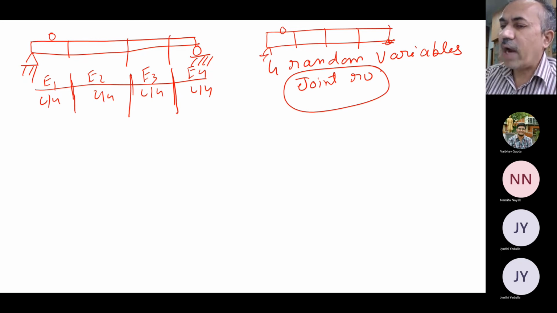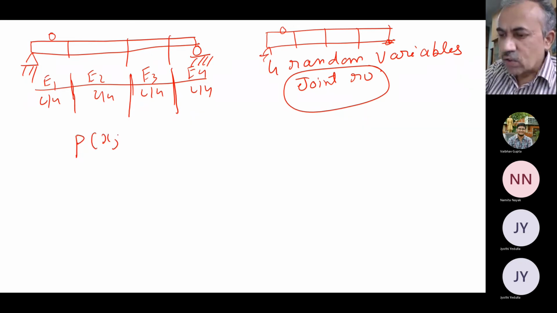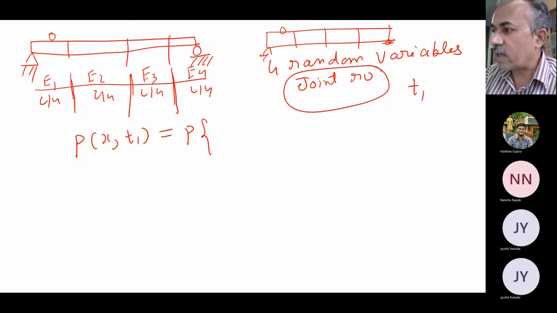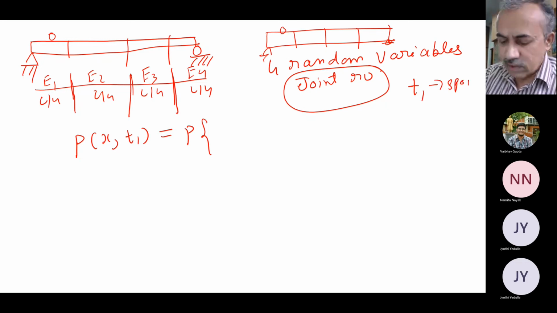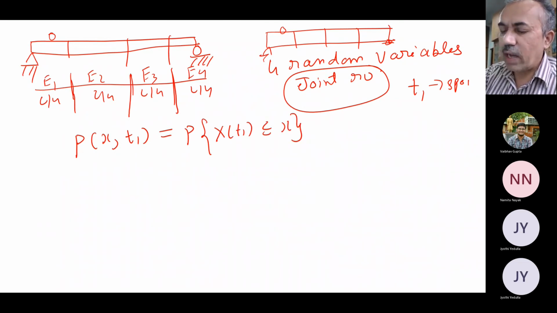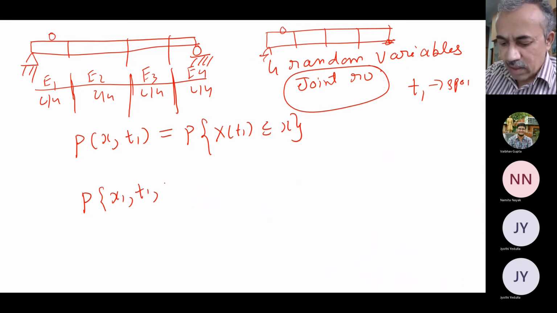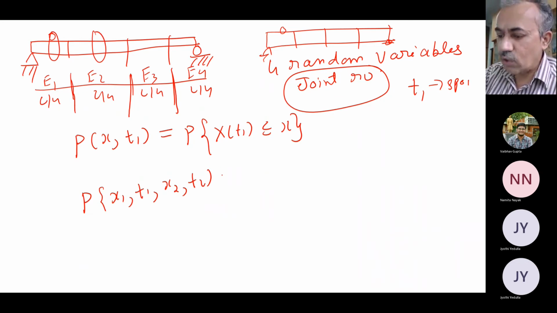You remember when we had 2 random variables, x1, x2, we worked with joint density functions and other things. So here also we use joint distributions. So this is a one-dimensional distribution. Of course I am writing t1, but these are not times, they are all space only, just to have a notation. So probability of x of t1 less than x is our one-dimensional distribution. Then we can have 2 dimensions also, x1 t1 and then x2 t2. These are the 2 joint density sets.